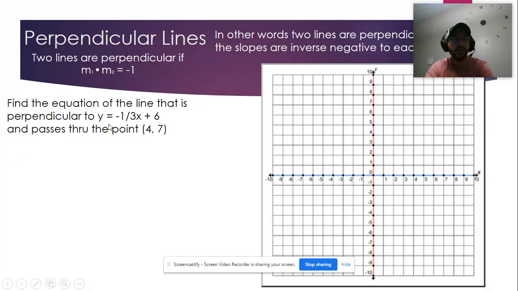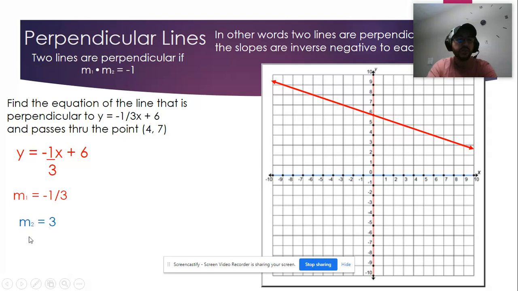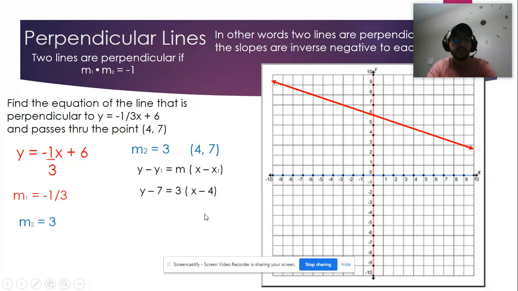We have this equation, y equals -1/3 x plus 6, and we want to find a line that is perpendicular to this equation and passes through the point (4, 7). First we need to identify the slope of the first one, which is -1/3, and then find the negative reciprocal, which in this case will be +3. Then using the slope and the point, use the one point formula, plug it in: y minus 7 equals 3 times x minus 4. Simplify: y minus 7 equals 3x minus 12. Then get rid of the -7, plus 7 on both sides. Y will be equal to 3x plus 5.